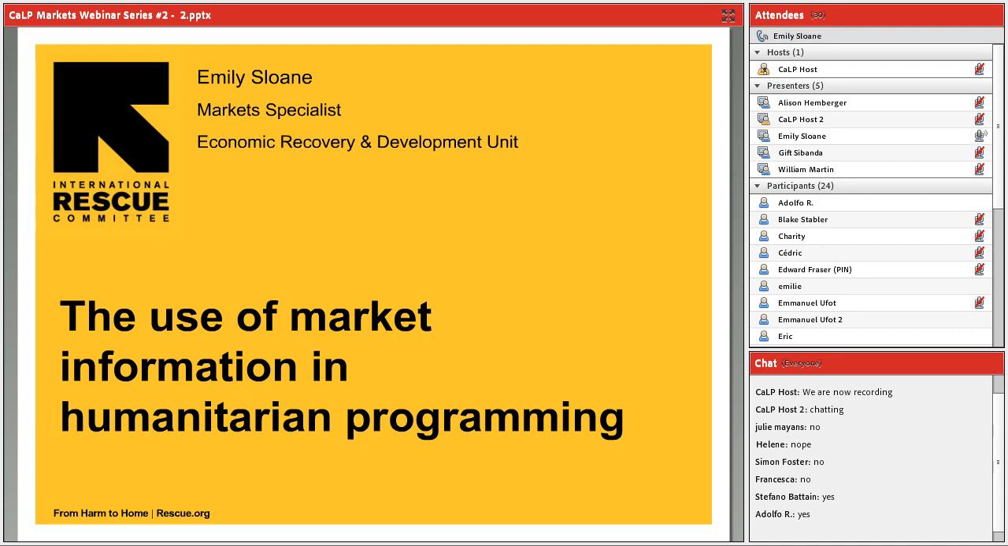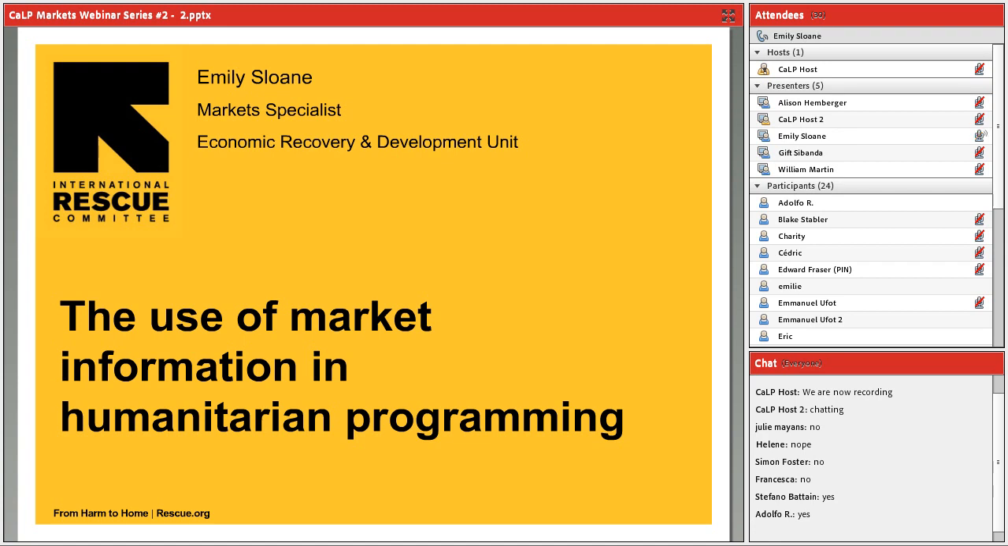So while Isabel's correct in that we are looking internally at how we can improve our own practice in this, the project that I'm talking about today is actually sort of globally focused. So it's drawing lessons and trying to generate some insight that can benefit the entire community of practice rather than just IRC.